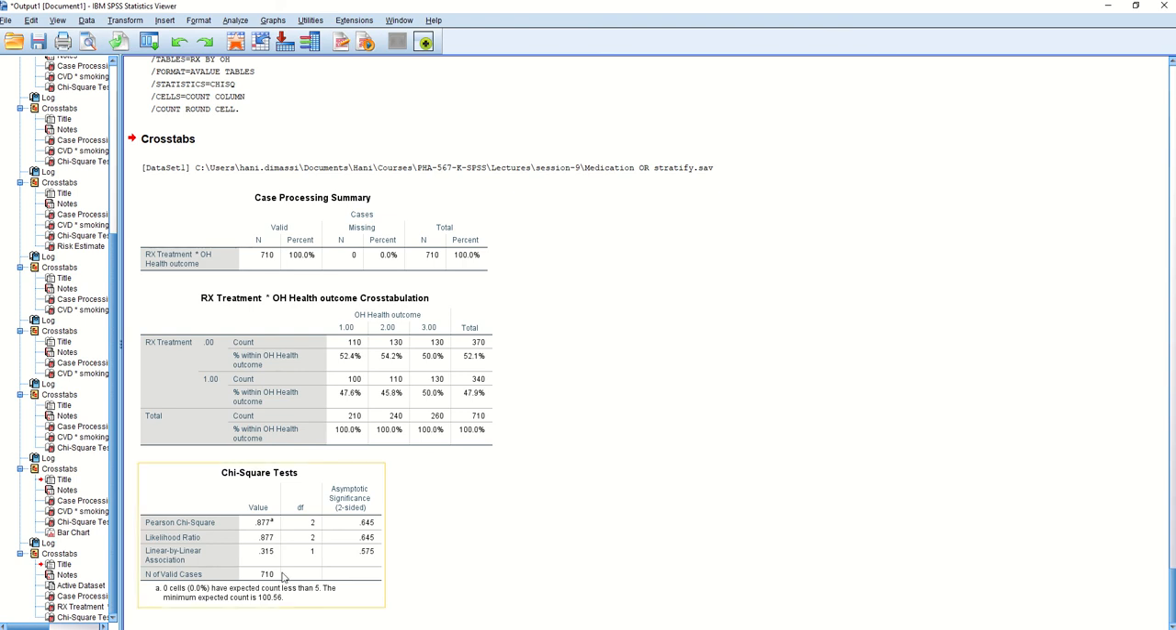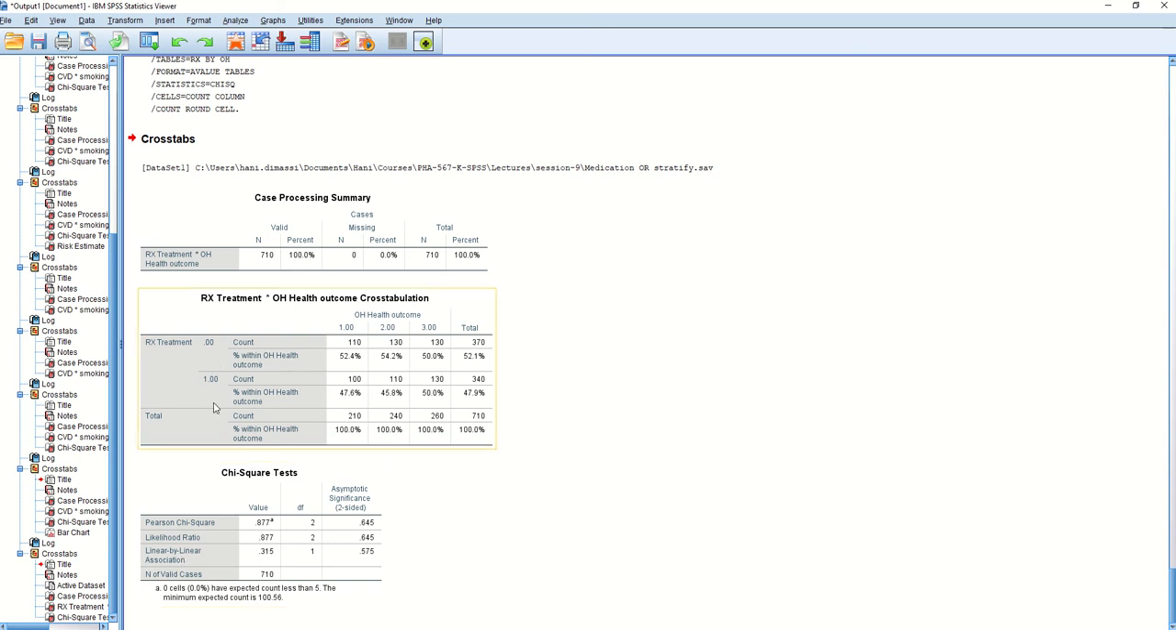As I said previously, you need to also check the percentage of the expected count less than 5, and it's 0%, which is a good thing for us, and therefore we can use the chi-square. You will notice that this chi-square is producing fewer statistics than the one we've used previously. For instance, the Fisher exact test is not showing up, and this is because you do not get the Fisher exact test automatically if you have more than a 2 by 2 table.